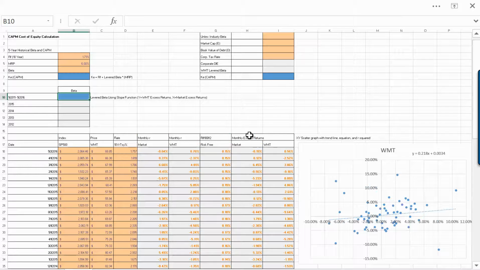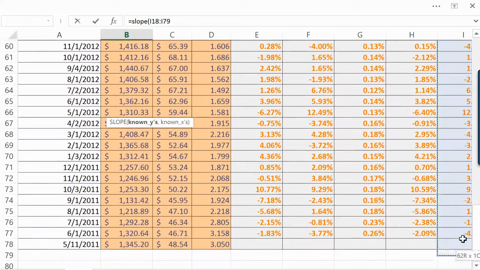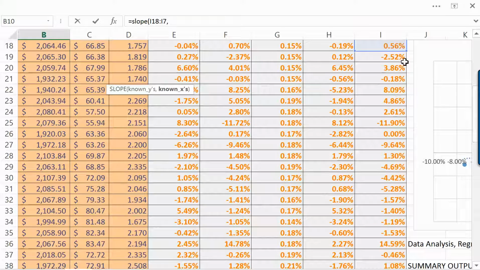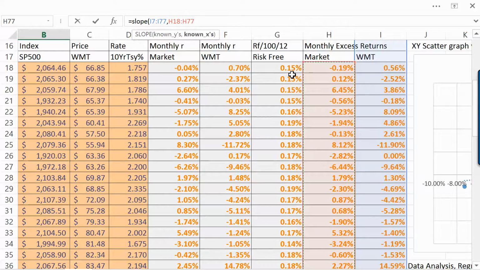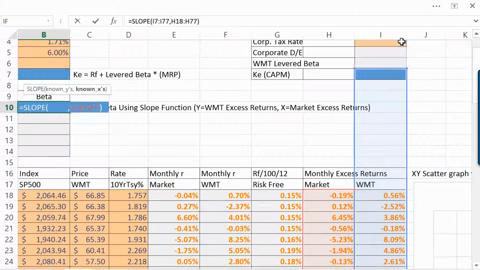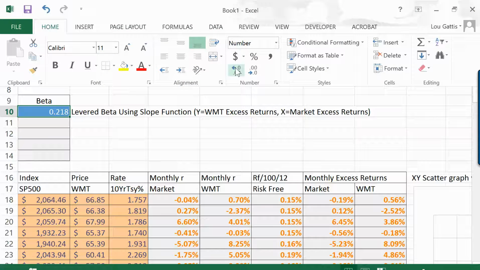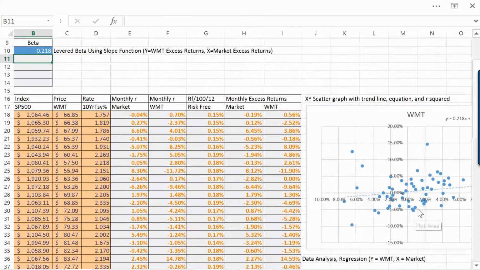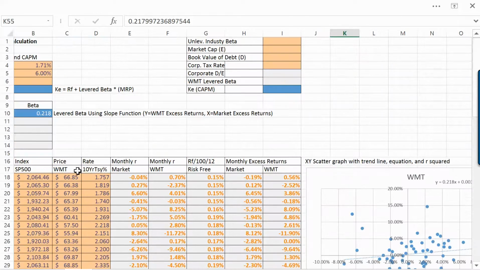Now another way to do that without doing all this work is I can use Excel's slope or linest functions. Either one works. So you can either do equals linest, but I just like doing equals slope. It's the same thing. Equals slope. Put in my y variables, which is Walmart, comma, put in my x variable, which is the market excess returns, and there's, oh, looks like I gotta fix this a little bit. There's my 0.22 or 0.218, I believe, right? All right, that's another way of getting the slope. So you can either do an XY scatter graph and ask for an equation with a trend line, run a regression and get the coefficient, or use the slope or linest functions.